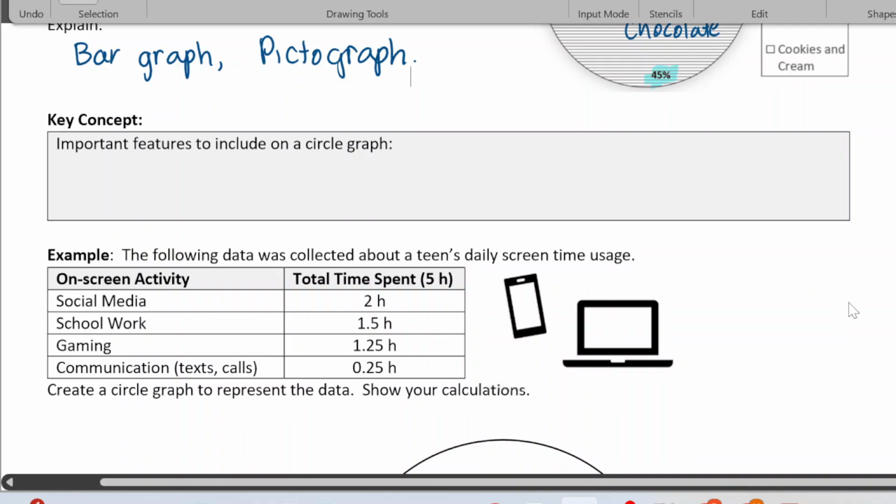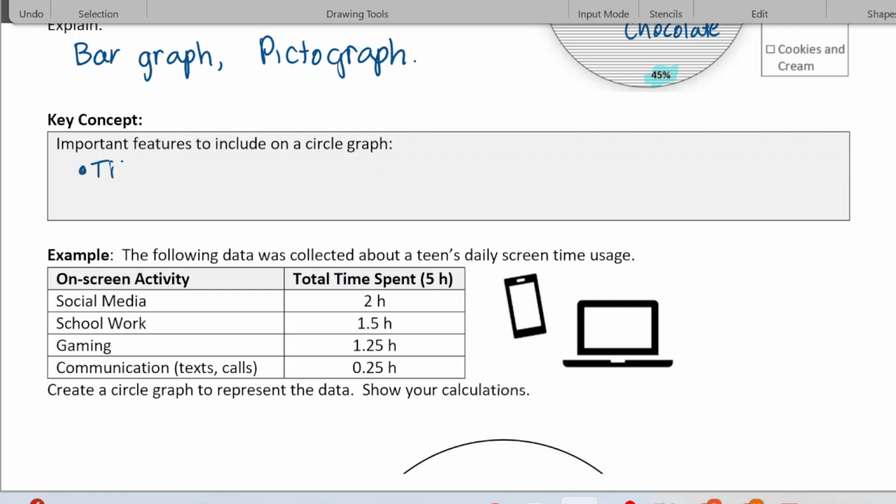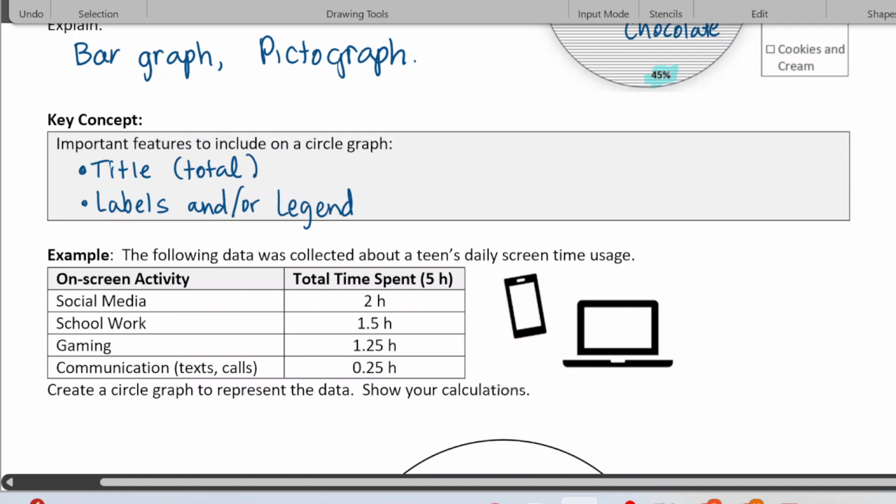Okay, key concept. So before we make our circle graph, we want to put important things that we want to include. We want to include a title. We want to include labels and or a legend for our graph. And in the title, you want to put the total number of people. Okay, like we saw in the last one.